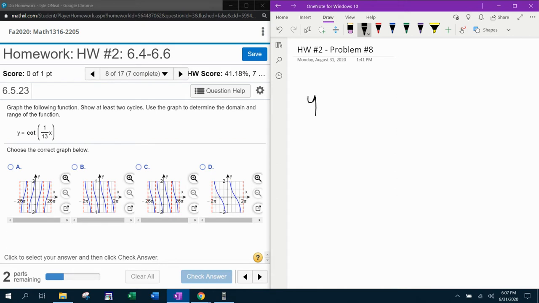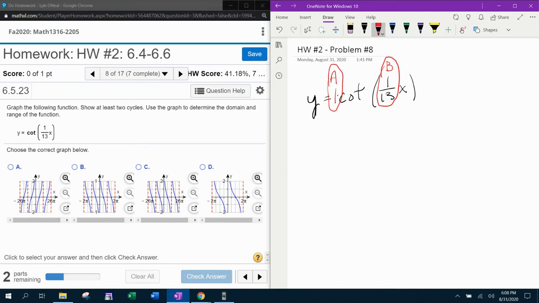We've got y equals cotangent of 1/13 x. And a couple of things to note just real quick. Our A is 1, positive 1, and our B is 1/13. A couple of things to note there. Okay, so now let's go find some stuff.